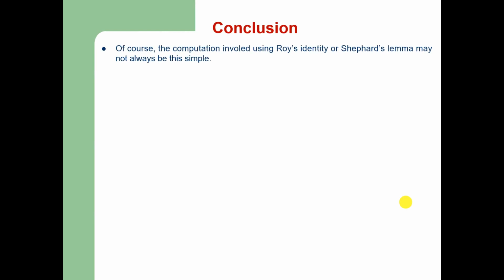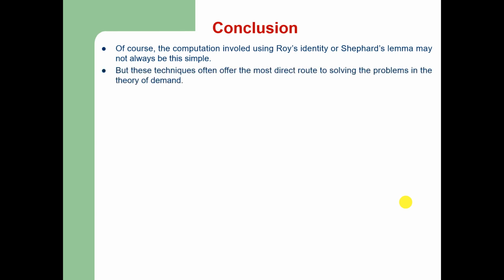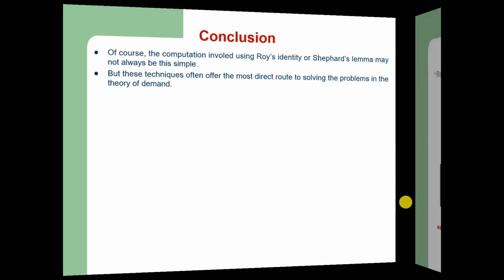Here is the conclusion. Of course, the computation involved using Roy's identity or Shephard's lemma may not always be this simple, but these techniques often offer the most direct route to solving the problems in the theory of demand.